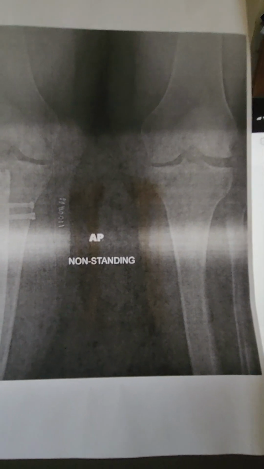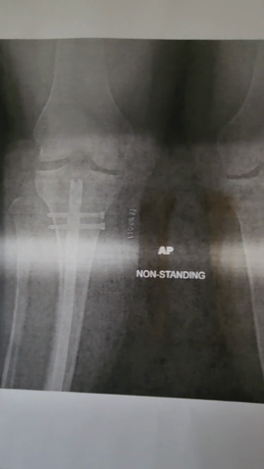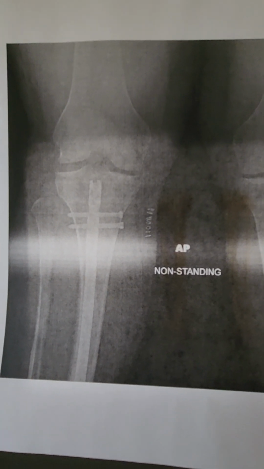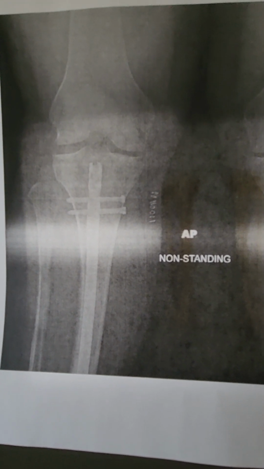Non-standing AP just means the patient was laying on their back, non-standing. The x-ray beam was going from anterior to posterior. Once again, if you have not gone and listened to the lecture on medical terms, please go back and do that so you'll know exactly what anterior, posterior, posterior, anterior, lateral, medial, distal, proximal, all those terms mean. It will help you to understand what we're looking at and the direction that we are looking.